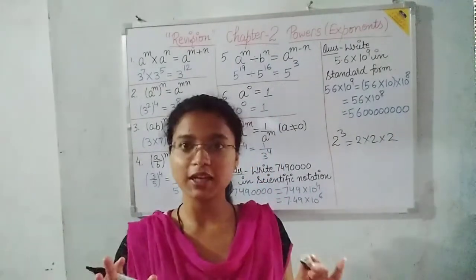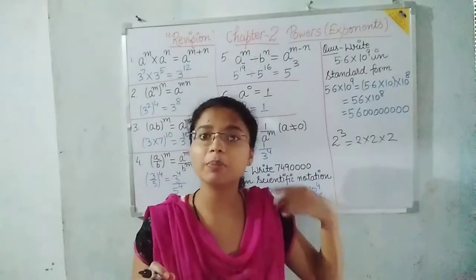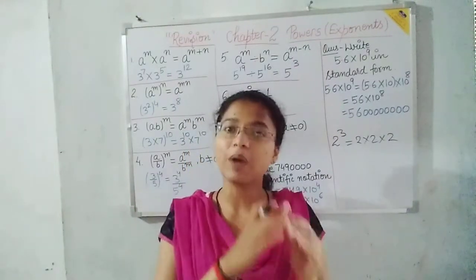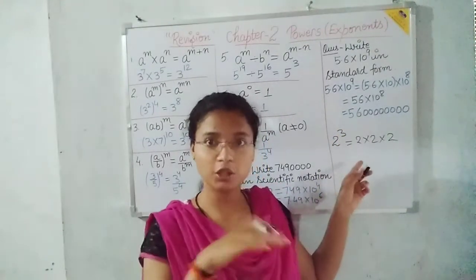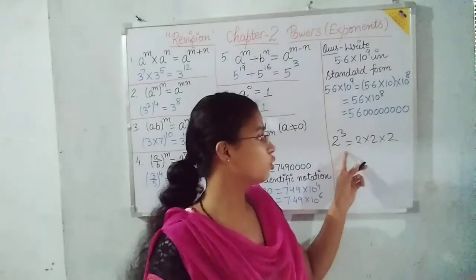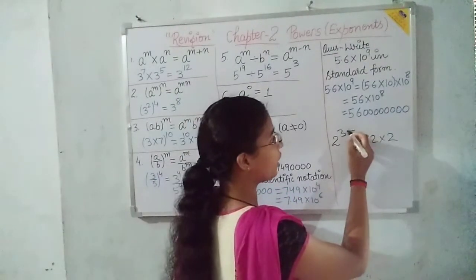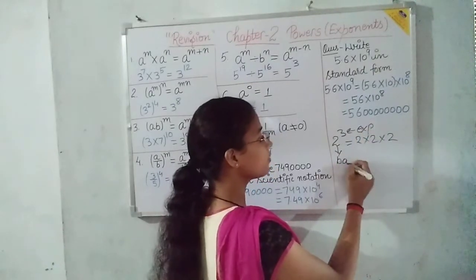You have already studied this in your earlier classes: if it is written 2 to the power 3 or 5, anything, you have to expand the 2 as many times as your power. Suppose it is written 2 to the power 3, meaning 2 into 2 into 2, 3 times. So this 3 is known as the exponent and this 2 is known as the base.